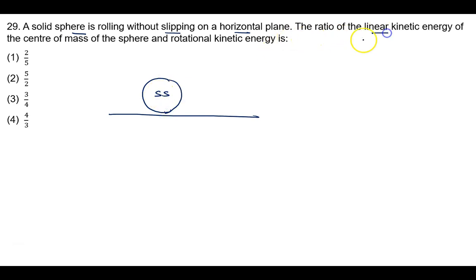The ratio of the linear kinetic energy of the center of mass. We all know very well, the center of mass will move only in translatory motion. So we have to calculate the kinetic energy of the translatory motion of the sphere in rotational kinetic energy. The sphere will rotate with the angular speed omega. This is the VCM we can say. And we have to calculate the kinetic energy of translation upon kinetic energy of rotation. That we have to calculate.